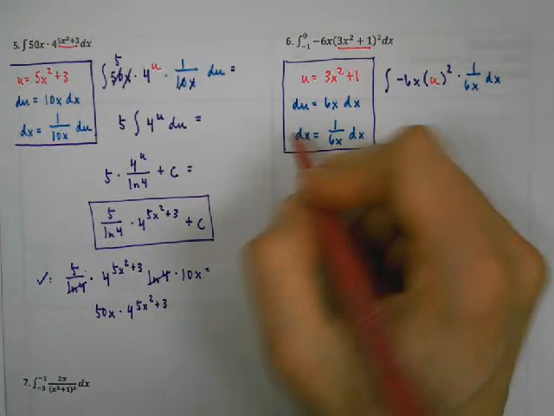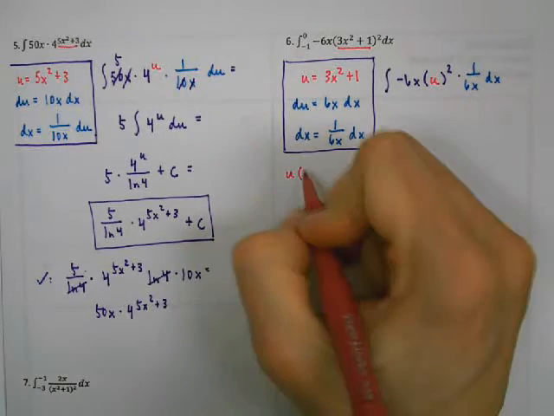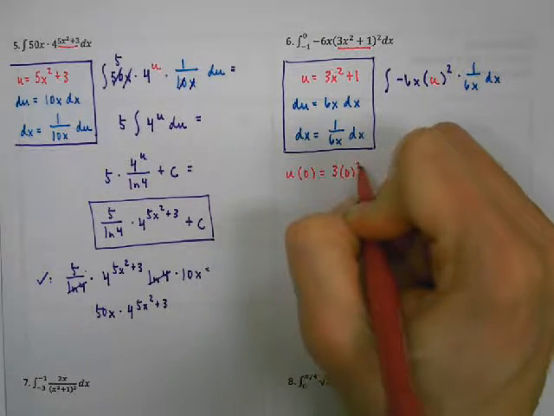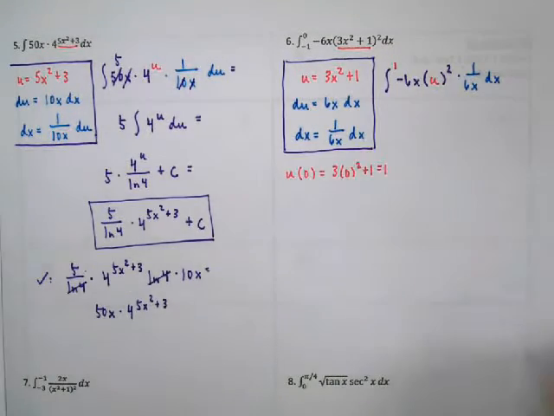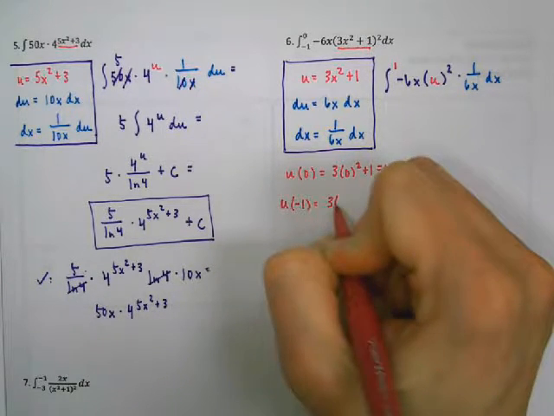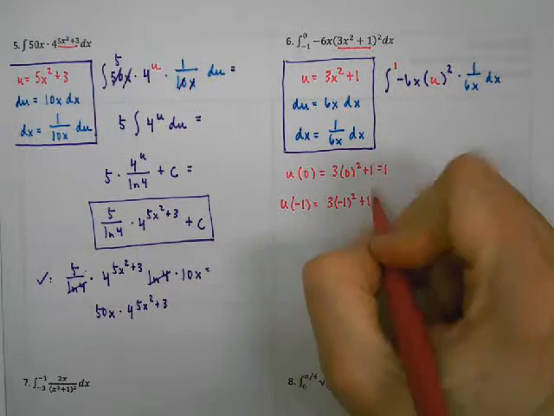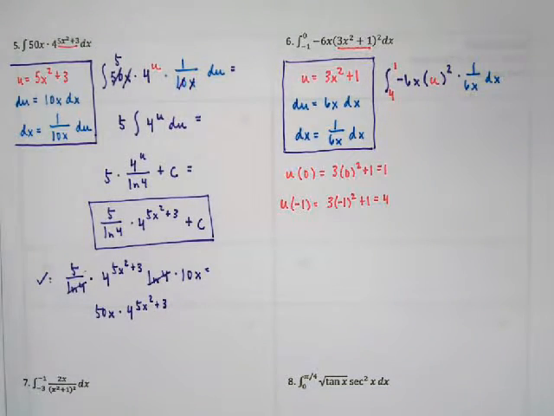Now I'm going to find my new limits. And remember, we said we take our function u and we evaluate it at those limits. So u of 0 is 3 times 0 squared plus 1, which is going to give us 1. So my new upper limit is 1. U of negative 1 is 3 times a negative 1 squared plus 1. And that's going to give me 4. So my lower limit is going to be 4.